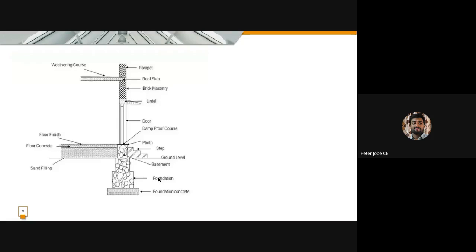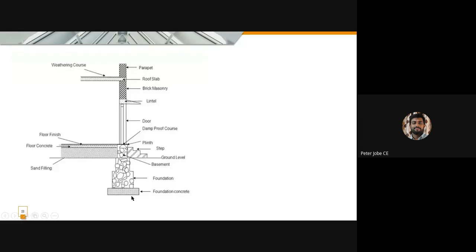But if you are going to construct a large house which is designed by an experienced engineer, we'll be providing a reinforced concrete. That means we'll provide concrete with rebars, that means with steel bars in the foundation. So here, as per our drawing, it might be a small residential building. That's why we are using this random rubble.